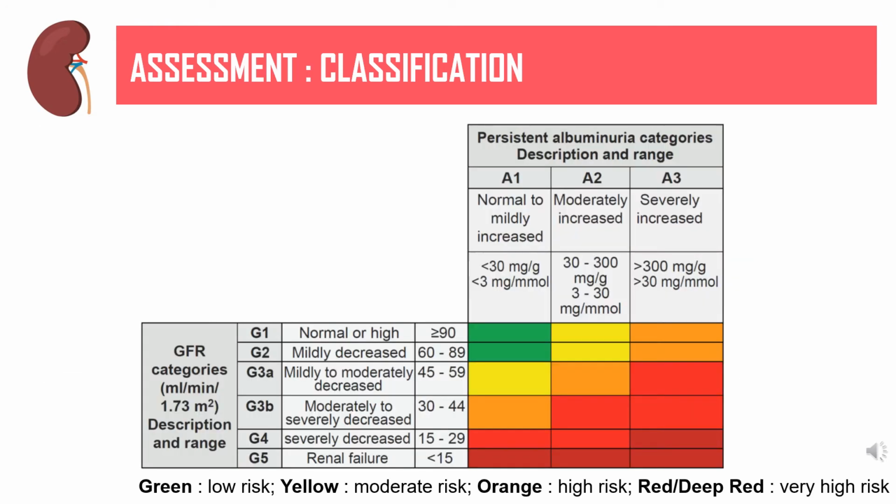To identify the prognosis of chronic kidney disease, we need to compare her GFR value and the albuminuria categories. The green zone refers to low risk of chronic kidney disease progression. Meanwhile, the yellow box refers to moderate risk, while orange color and red or deep red refer to high risk and very high risk respectively.